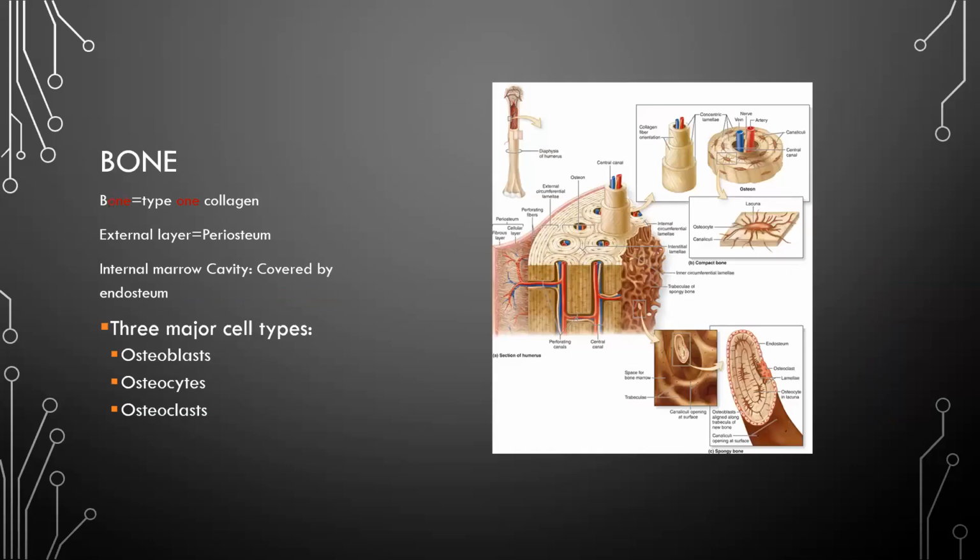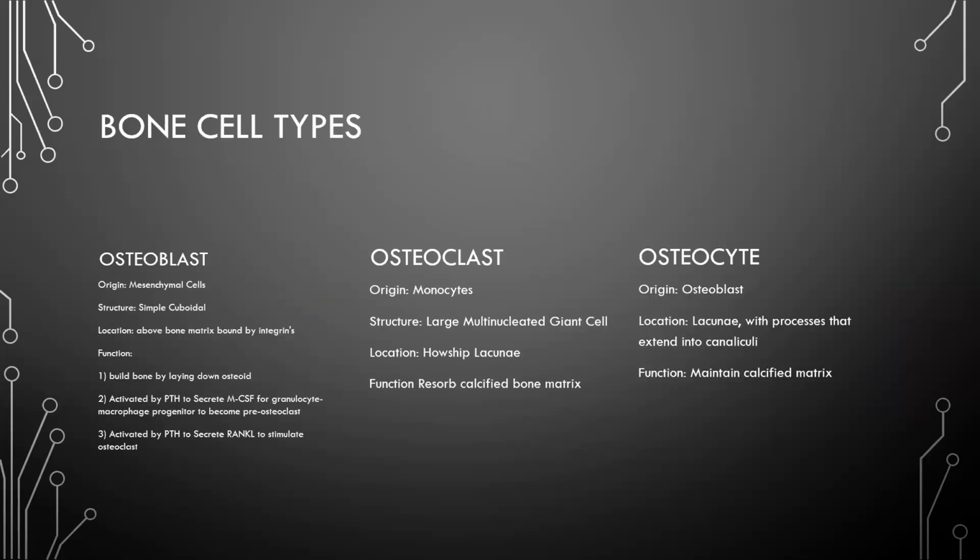Bone, so just know it's type 1 collagen. External layer is periosteum, internal marrow cavity is covered by endosteum, and then you have the three major types. So you're going to want to be able to find those on a slide and know the difference between them. So especially know the different origins. Osteoblasts come from mesenchymal cells, osteoclasts from monocytes, and then osteocytes from osteoblasts.